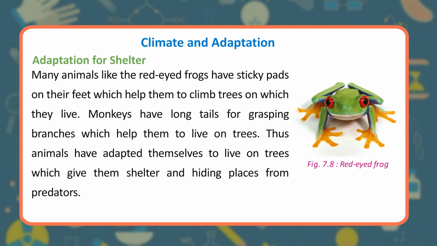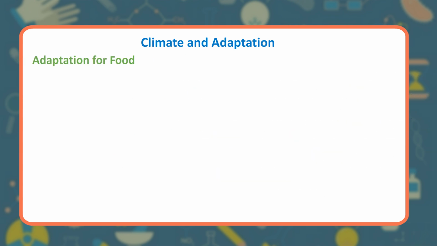Adaptation for shelter. Many animals like the red-eyed frogs have sticky pads on their feet which help them to climb trees on which they live. Monkeys have long tails for grasping branches which help them to live on trees. Thus animals have adapted themselves to live on trees which give them shelter and hiding places from predators.